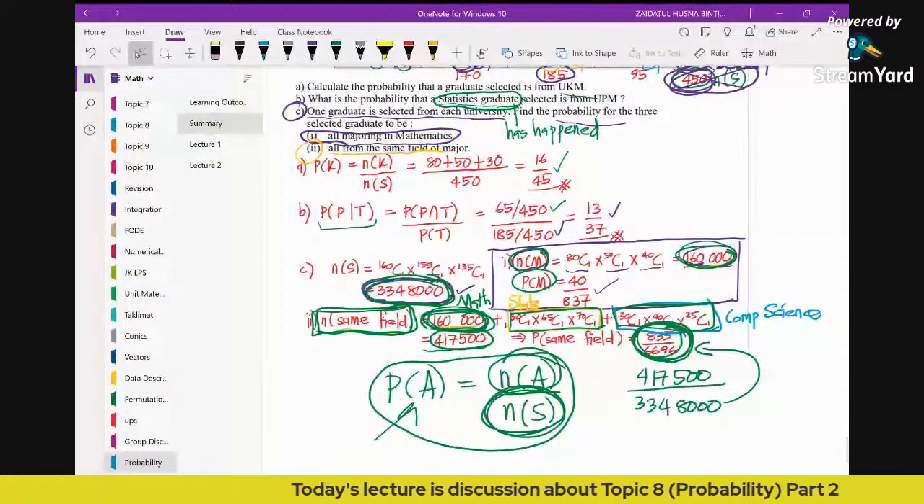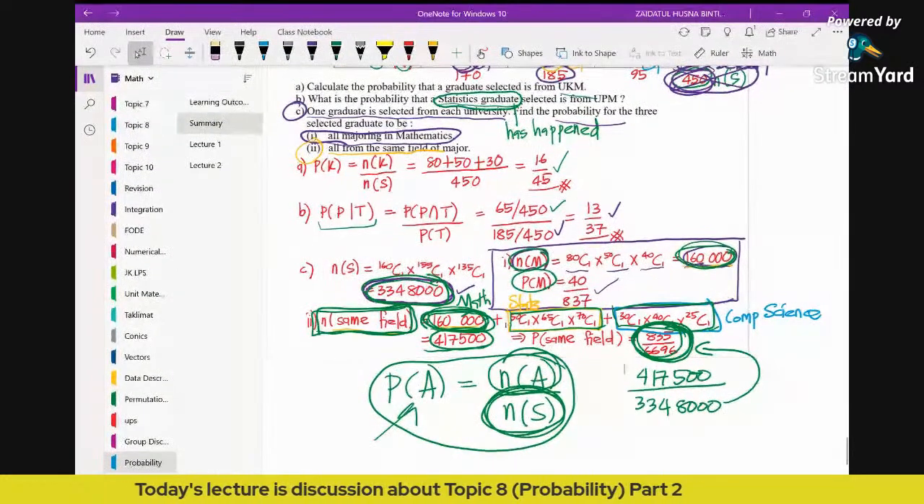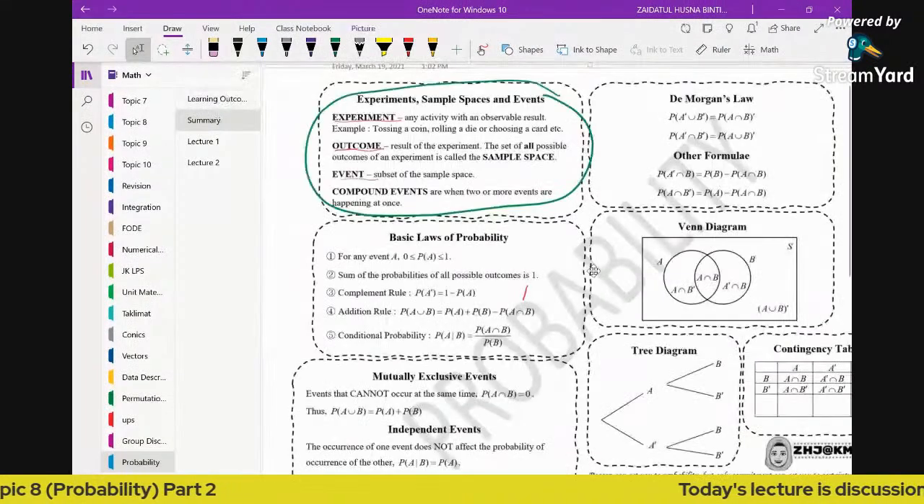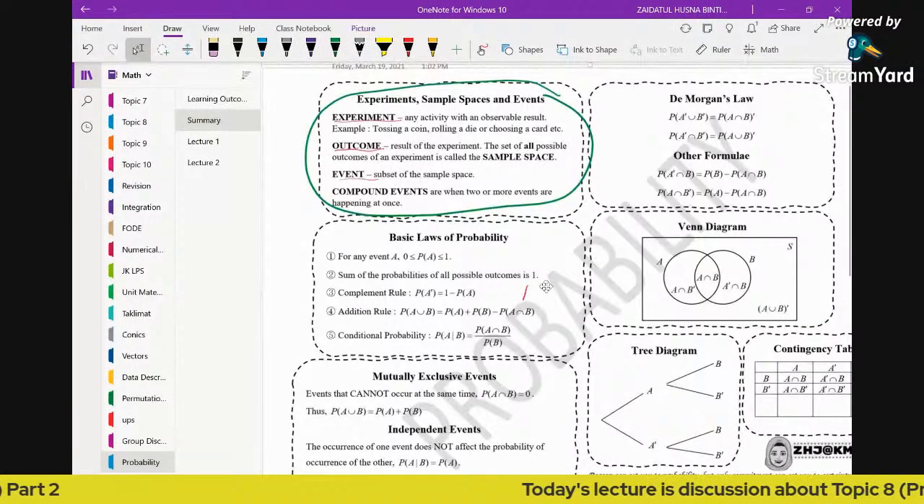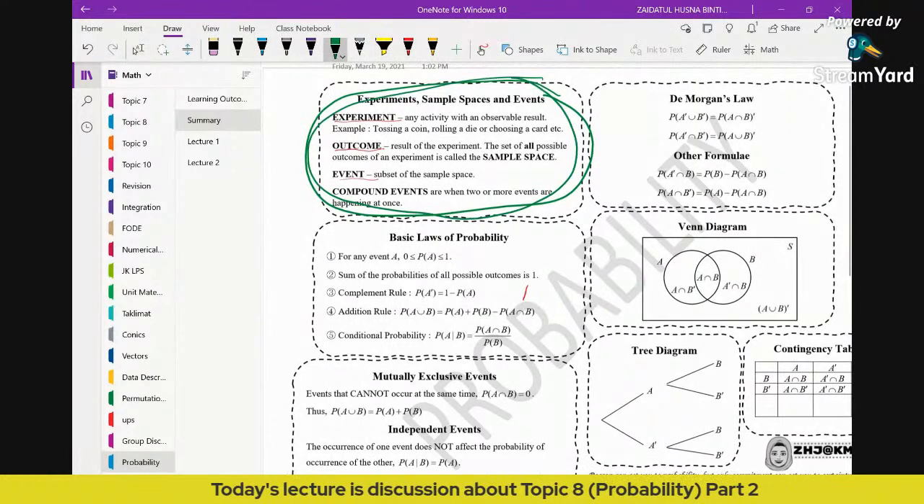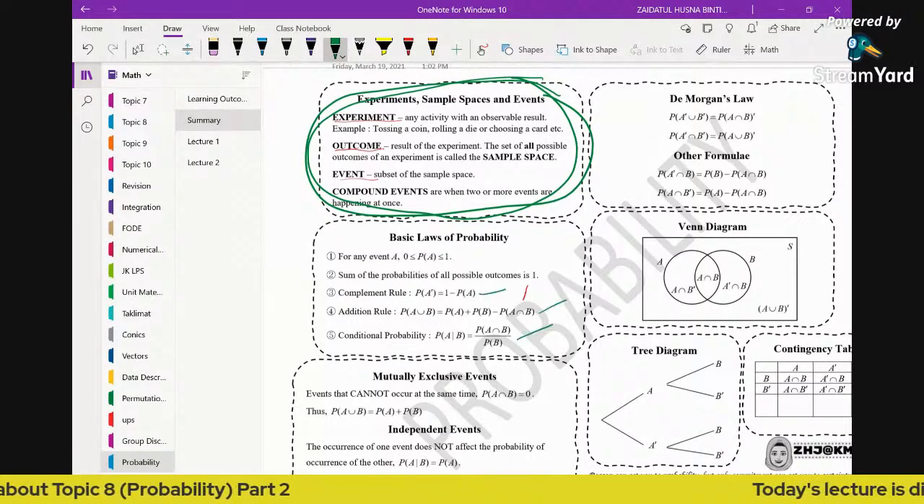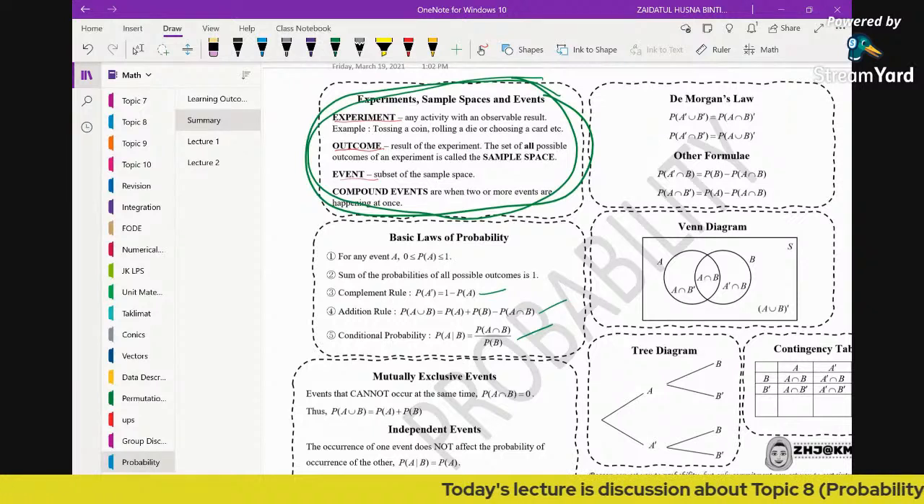I hope you can make full use of the summary to help you with the problems in the tutorial book. So these are basically the terms that you need to understand, and these are the basic laws. This will be given in exam, this will be given in exam, this one also, so you don't really have to worry, you don't have to memorize, you just need to understand.